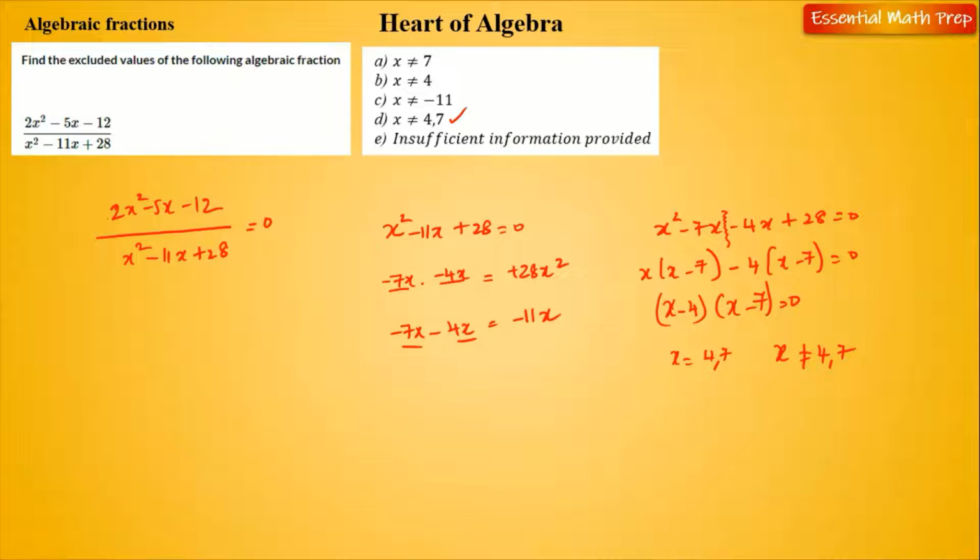So that means x not equal to 4 and 7 is the only possible and correct answer, because the denominator at all times cannot be 0. If it is 0, then the whole function becomes undefined, or doesn't have any value. So that means x is not equal to 4, 7 is the answer. So let's continue.